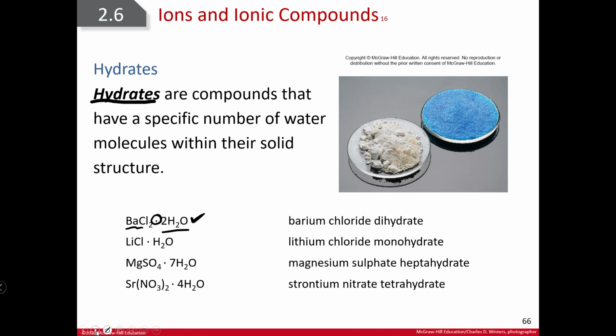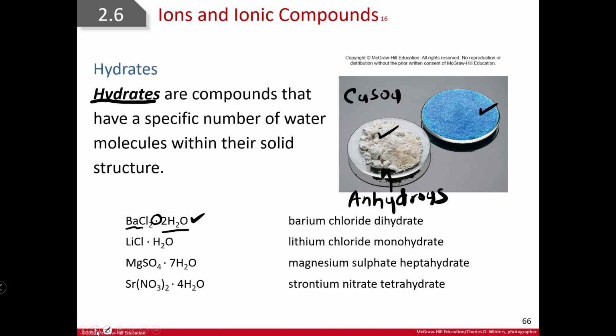Here's an example of probably copper 2 sulfate. When it's copper 2 sulfate pentahydrate, it's a nice blue crystalline solid. When we take all the water out, it's a white powder. So when you take all the water out of a hydrate, it's called anhydrous. Anhydrous means without water. So you need to know that term. So this would be anhydrous copper 2 sulfate.